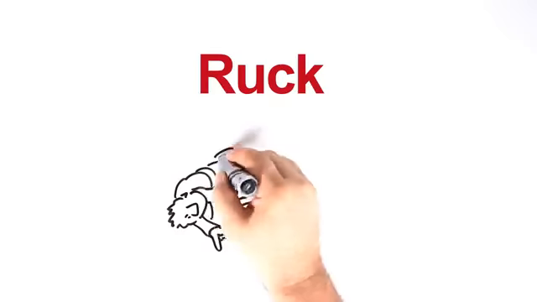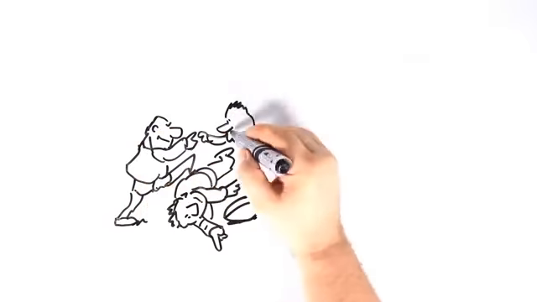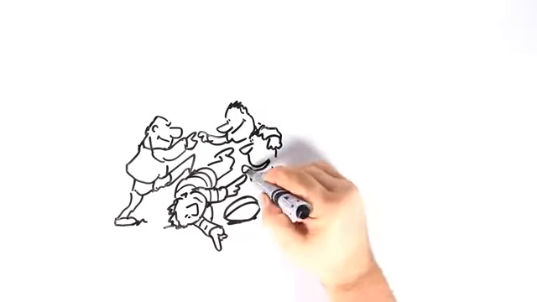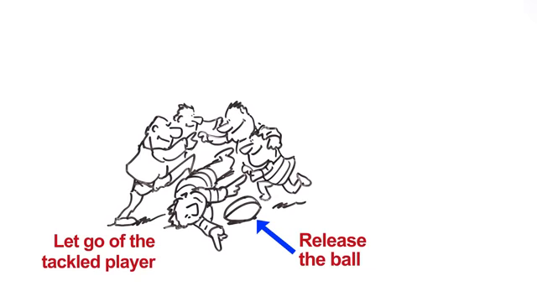A ruck is formed after the man with the ball is tackled and the players fall on the ground. During this situation, two very important rules come into play. The man who made the tackle must let go of the tackled player, and the man who is tackled must release the ball immediately.